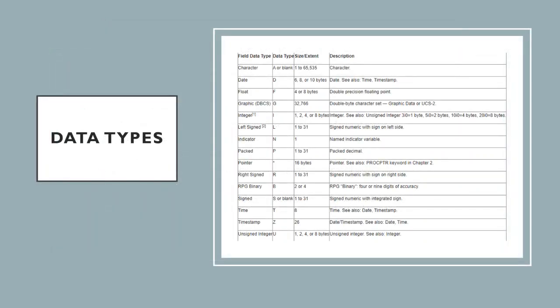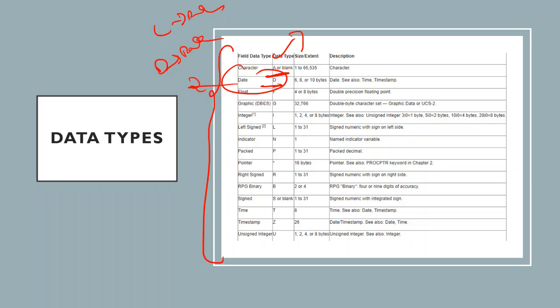So these are some different data types related to RPGLE. A is the same, alphanumeric, whatever you use in the database, and the only difference is D for date. In the database we use L for the date data type, but here we use D for date.